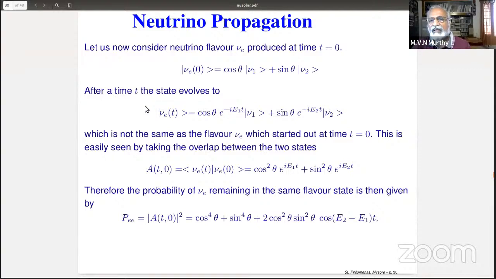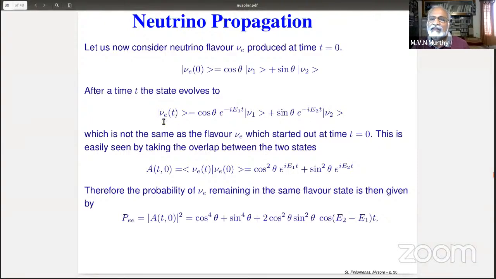Now after a time t, what happens to the state? Nu e at time t, that's the flavor state, is cos theta e to the power minus i E1 times t nu1. That is how the nu1 state evolves. And the nu2 state evolves as e to the power minus i E2 times t. Now look at this. There is a phase here and there is a phase here which are not the same. If it's an overall phase, we can ignore it and take it out because it doesn't affect the probabilities. But this nu1 and nu2 have acquired slightly different phases.